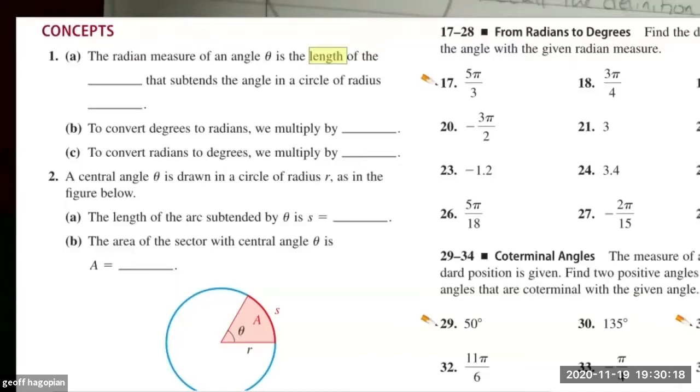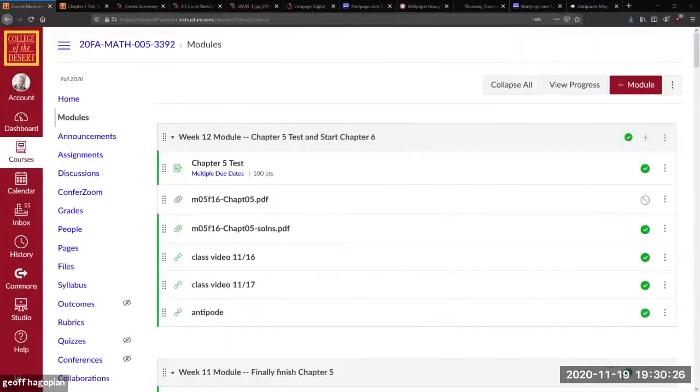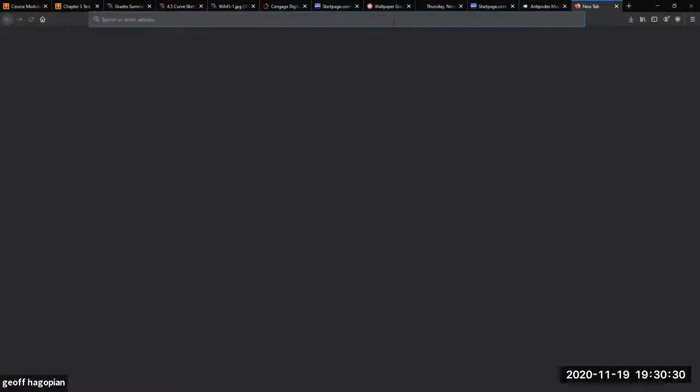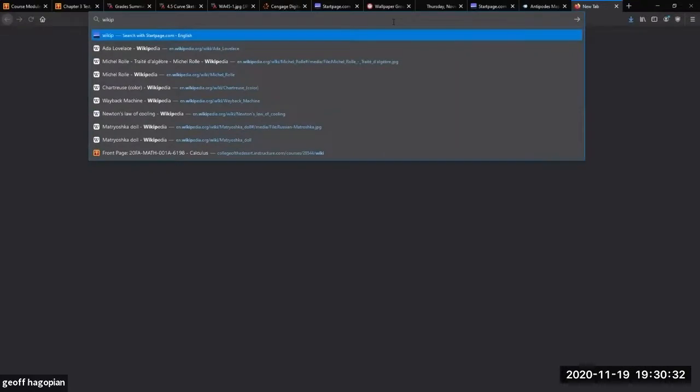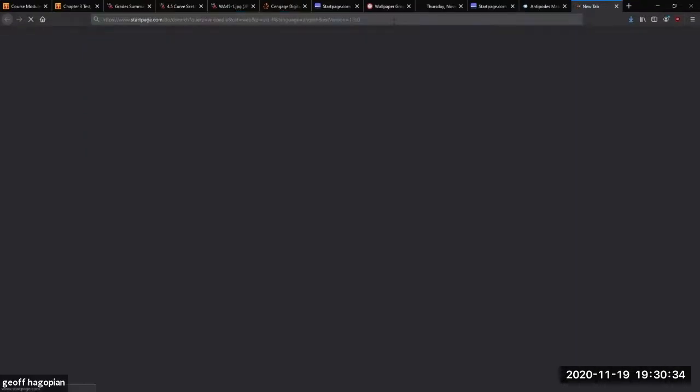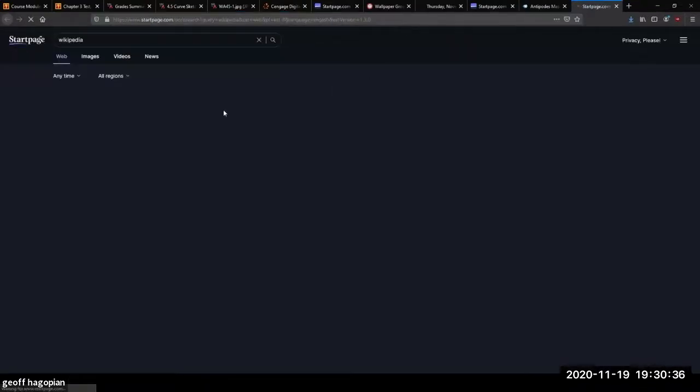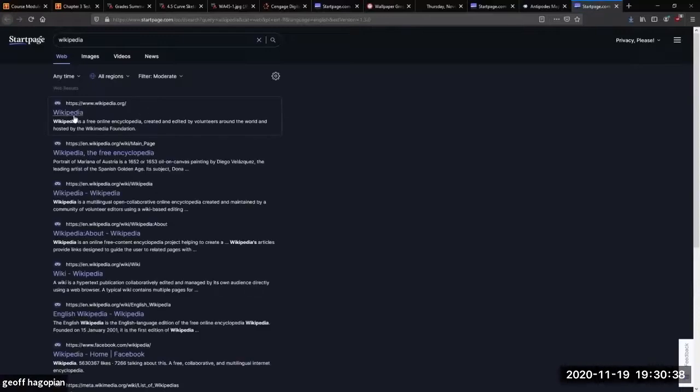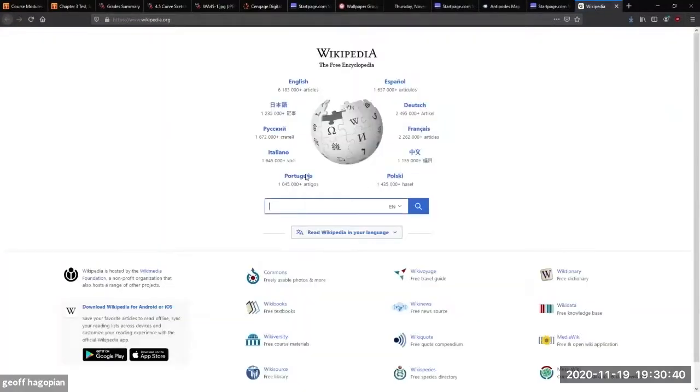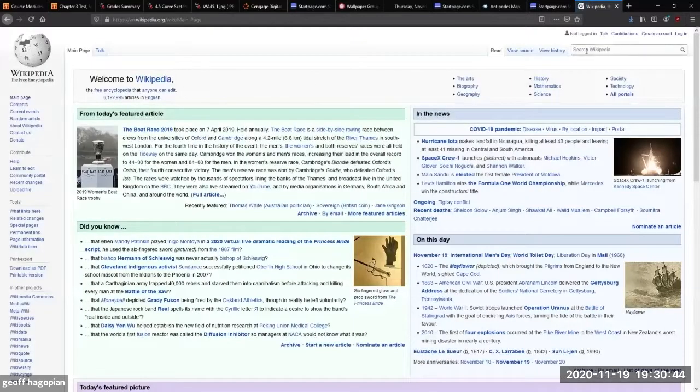How about Wikipedia? What does Wikipedia have to say? Shall we go to Wikipedia? Where can we find Wikipedia? How about in a web browser? Now, mind you, I don't trust Wikipedia either. But for something as standard as this, okay, so we want English, I guess. And we want to look up radian.